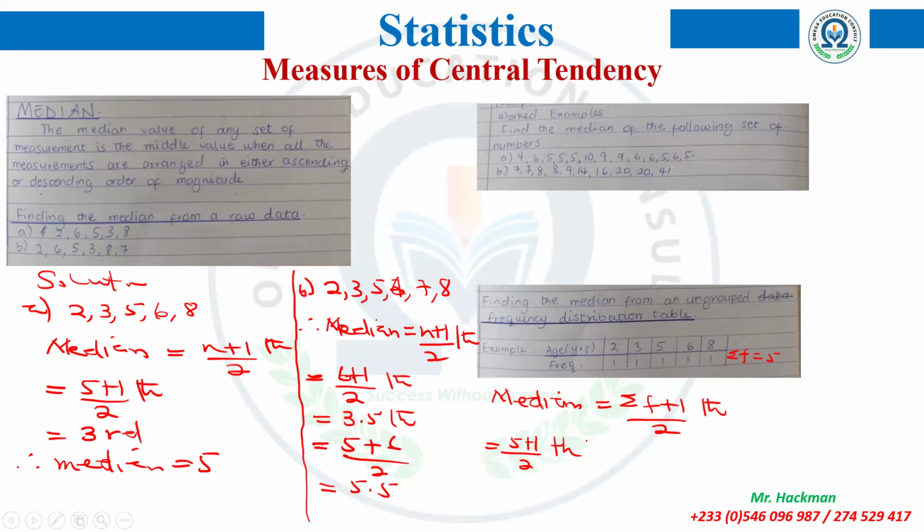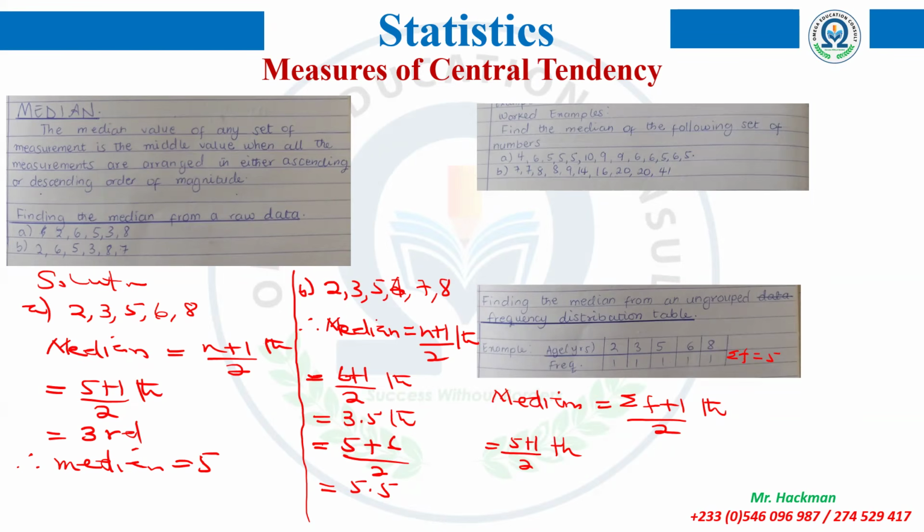Please, can the median also be written as half sigma F? Yes, I think someone said that we use that one under a particular situation, and we can use this one under another situation. But remember, I said use this one for all.